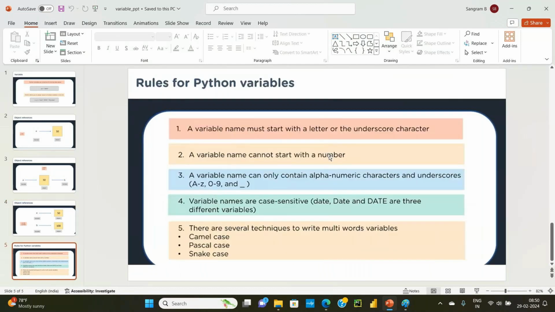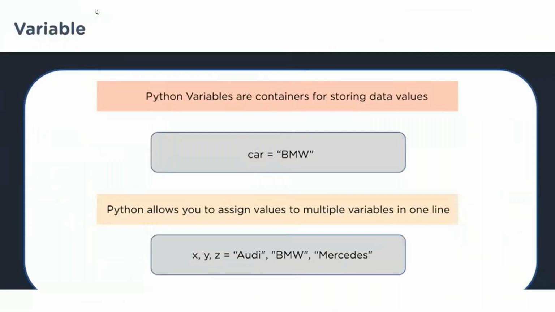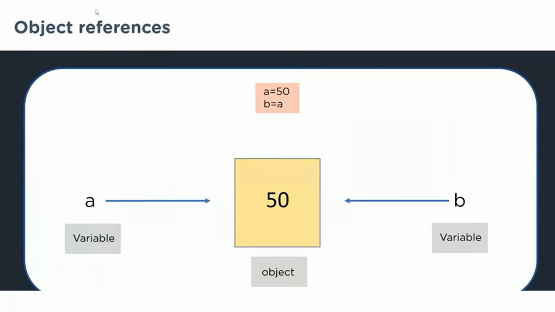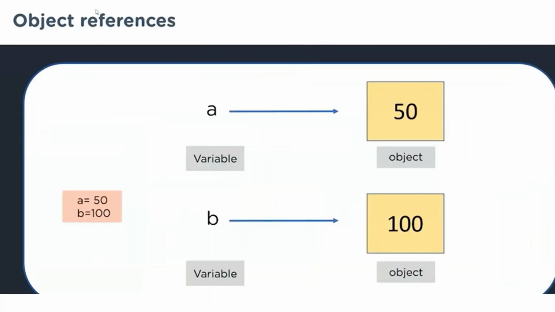These are the rules. If I ask you, what is your name? You will see that in this world a name doesn't start with a number. You might have seen that a name always starts with an alphabet. My name is Sangram, so it starts with an alphabet. Your name is XYZ, it starts with an alphabet. Variables are the same thing.